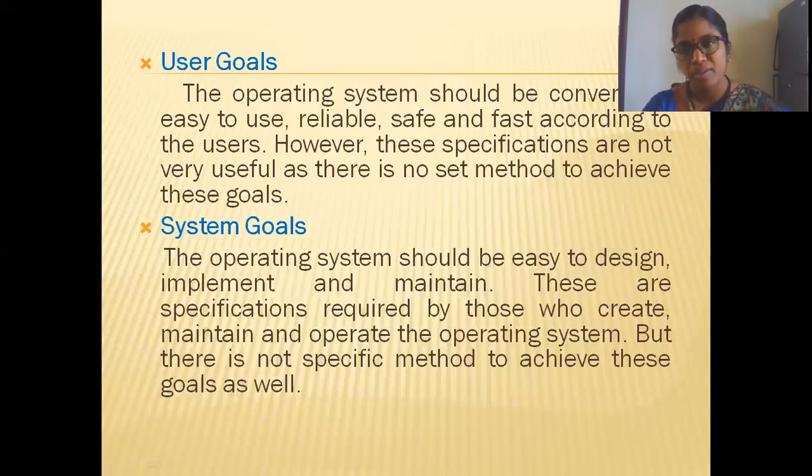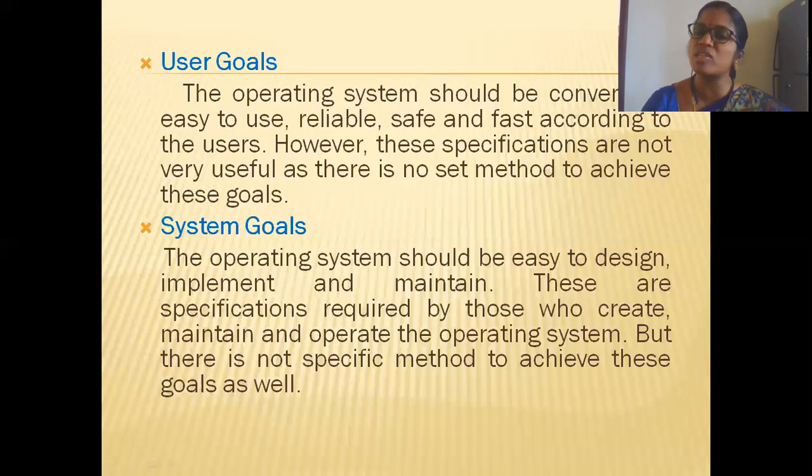Next, system goals. The operating system should be easy to design. That means the system should be easy to design, easy to implement, and easy to maintain. The components must be easy to design, that means at the hardware level. It requires being easy to design, easy to implement, and easy to maintain. So the system feels like this.